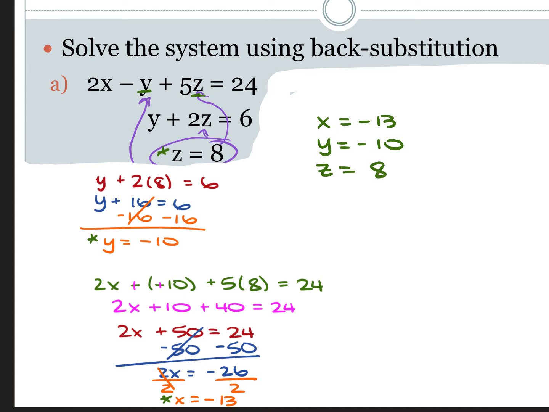If you plug these in and check them for all, they work. They give you on the top 24 is equal to 24, 6 is equal to 6 for that middle, and 8 is equal to 8. So you have your ordered triple that is your answer. That is negative 13, negative 10, 8.